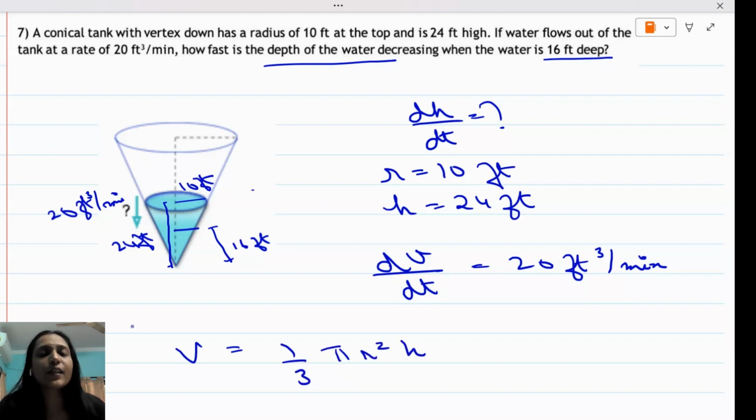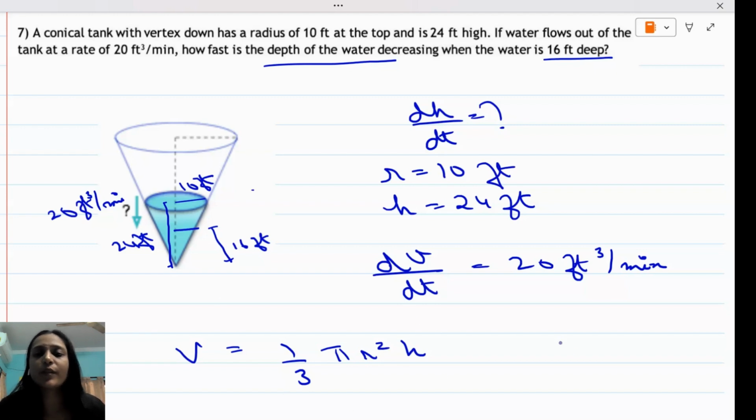So first thing is that since we have two variables, r square, r and h, we need to figure out a way to eliminate one of the variables. In this case, I will be eliminating r because h is something that we already need to figure out. We need to find out dH over dt.